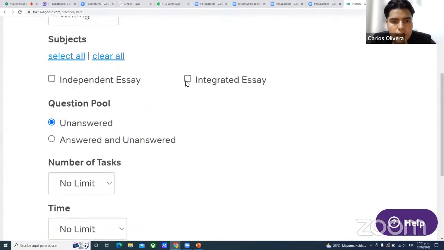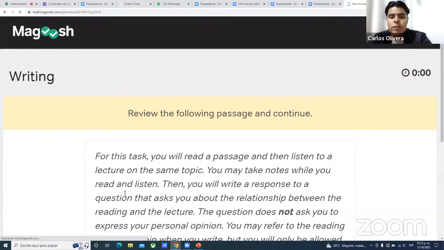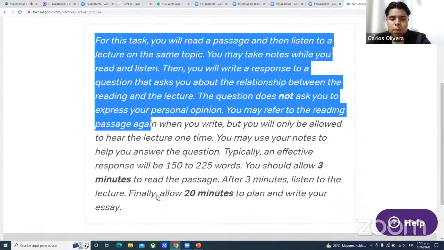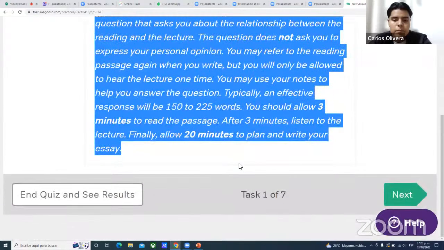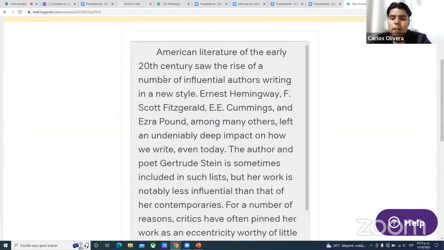So the integrated essay is the first task. All right, so let me show you. When you get into this task, this is the first thing you will see. Some instructions, etc. You read them, but it is not necessary for you to read them because you know what to do, right? So you can just skip this. All right. So as I say, first thing you're going to receive a reading passage.